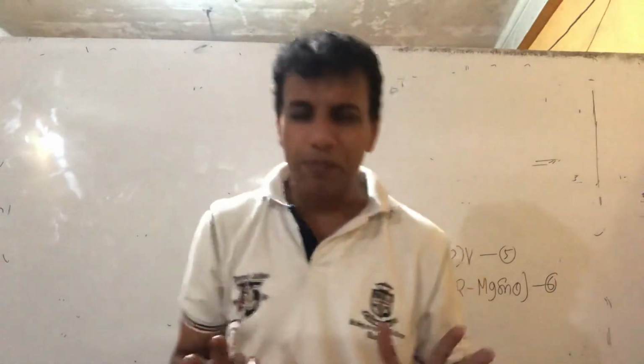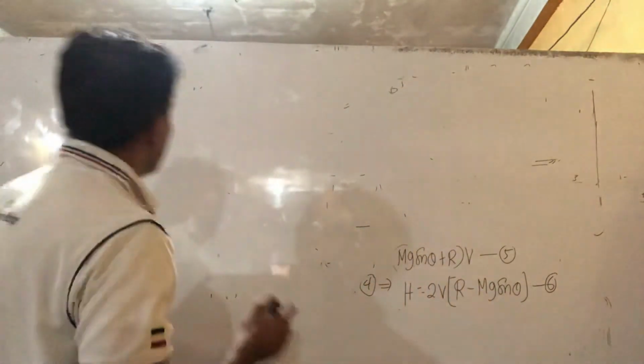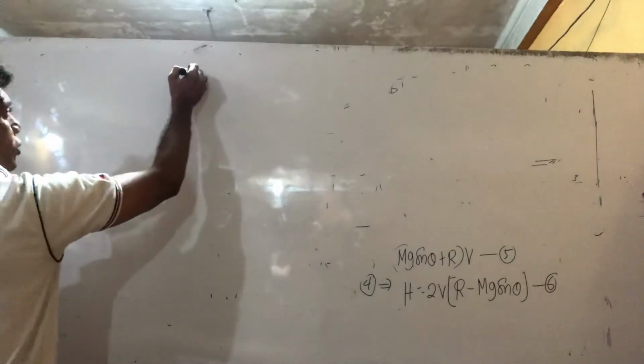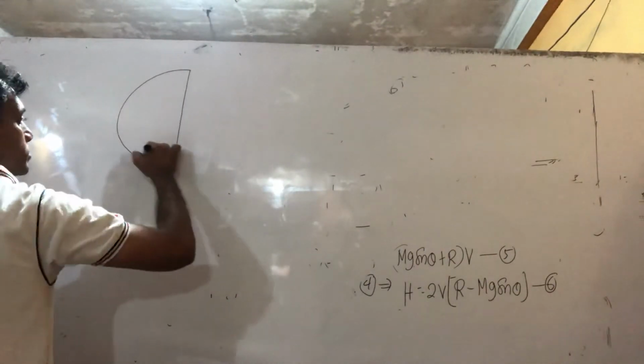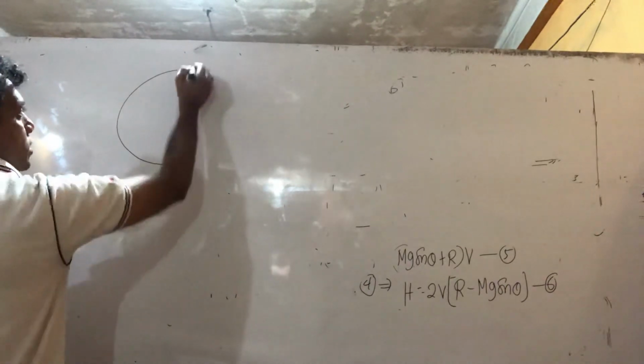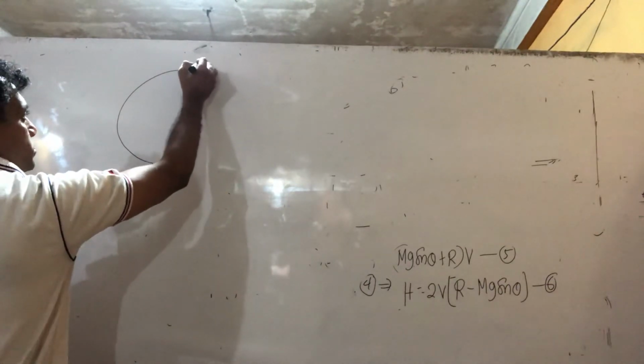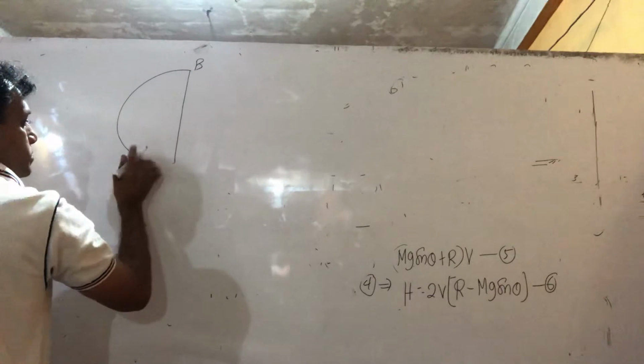So very simple idea. So draw the diagram and mark it like this. Okay, this is B. This is A.